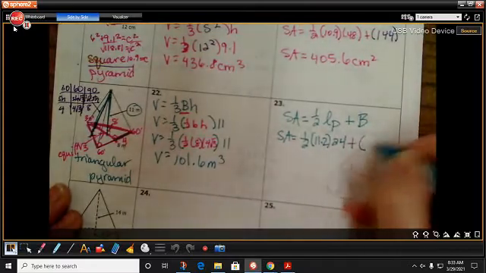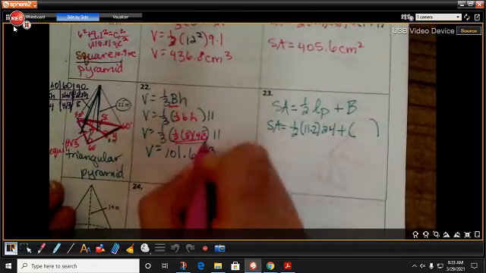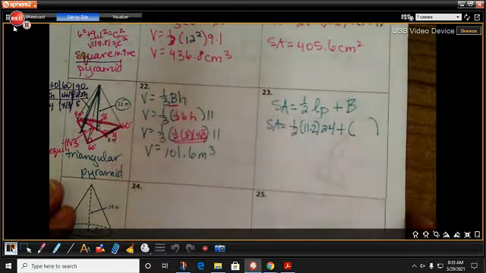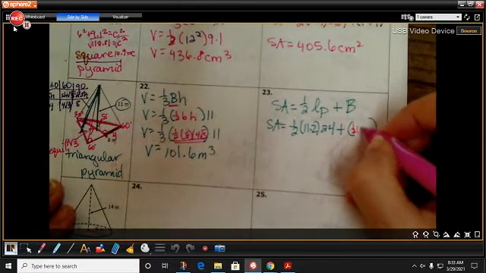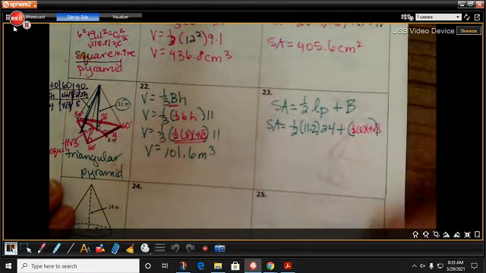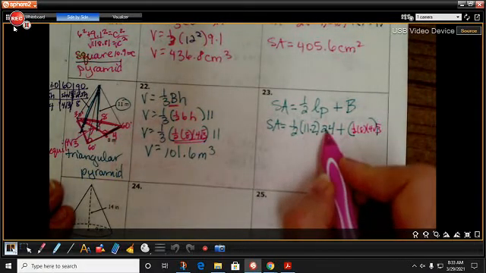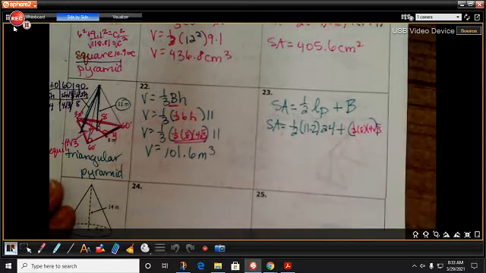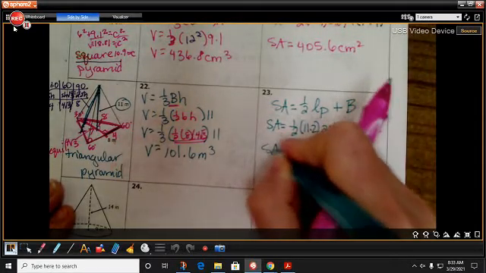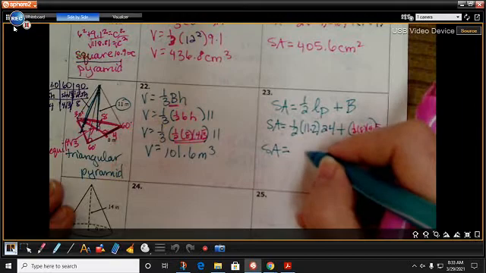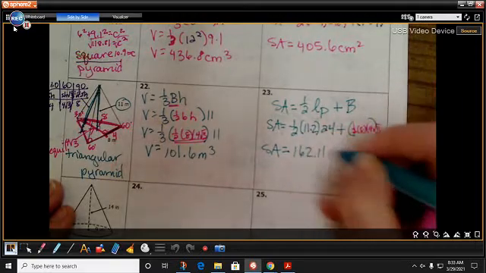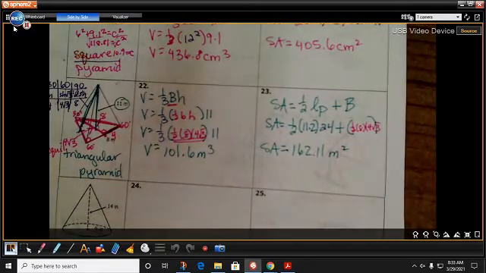And then the area of that base is still this same number that I calculated with my volume, my 1/2 times 8 times 4√3. So I've got both of those numbers in here now, the slant height times perimeter and the area of my base. So my total surface area is going to come out to be 162.11 square meters.